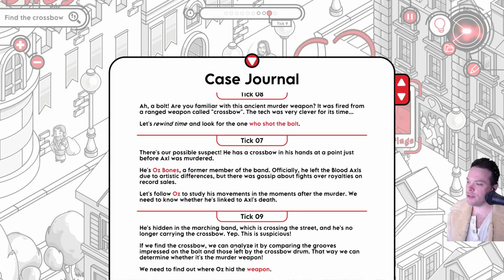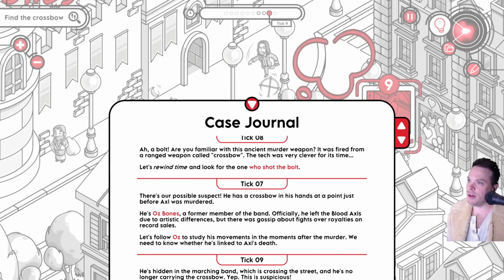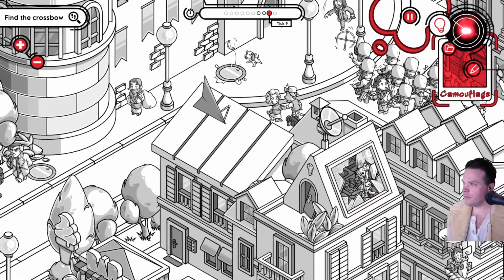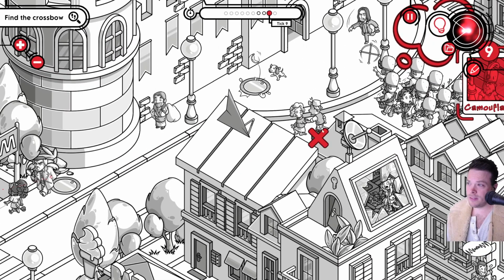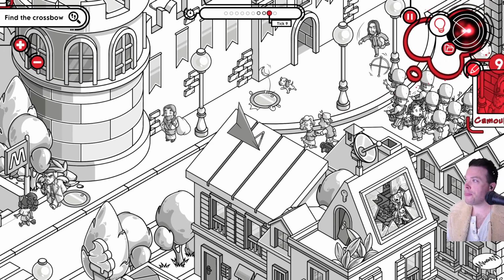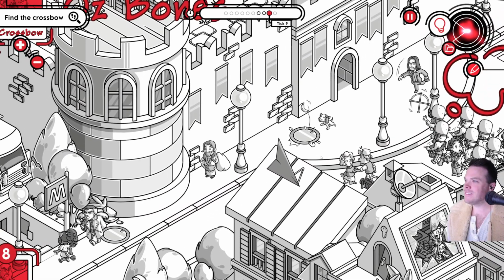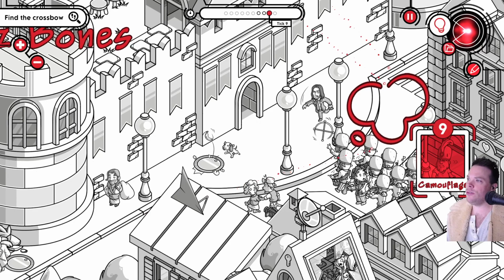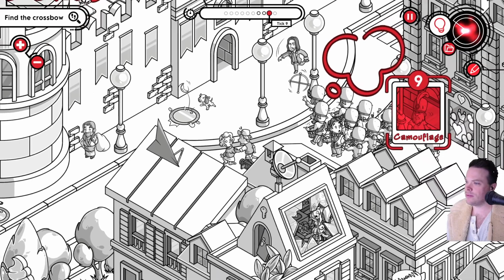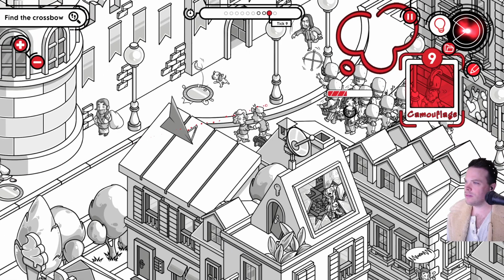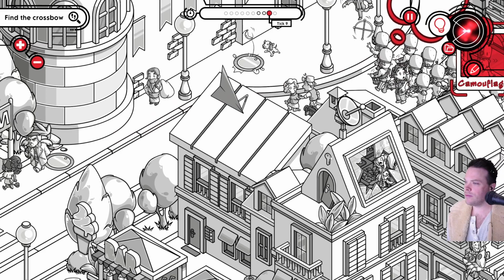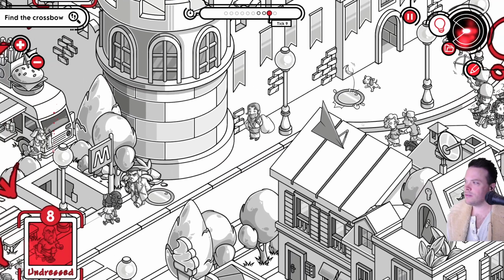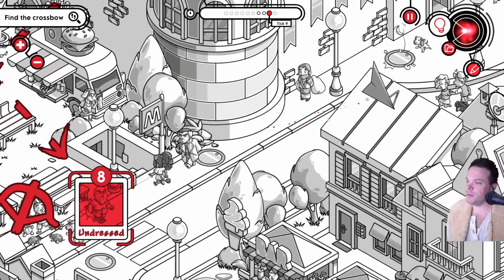He's no longer carrying the crossbow. If we find it, we can analyze it. We need to find out where he hid the weapon. Can we use the film camera? Oh, this guy is throwing a banana and the doggo is chasing it. But I'm not seeing a crossbow.